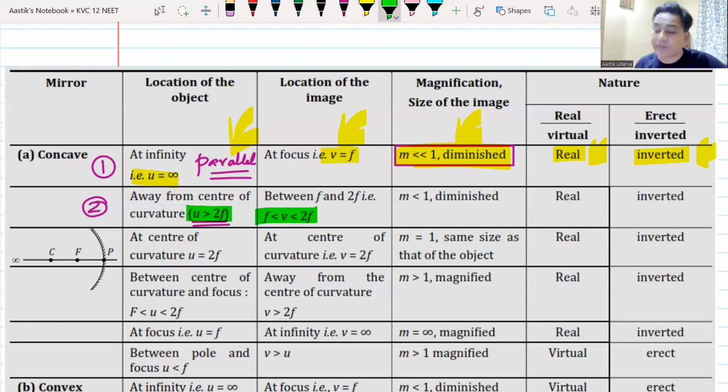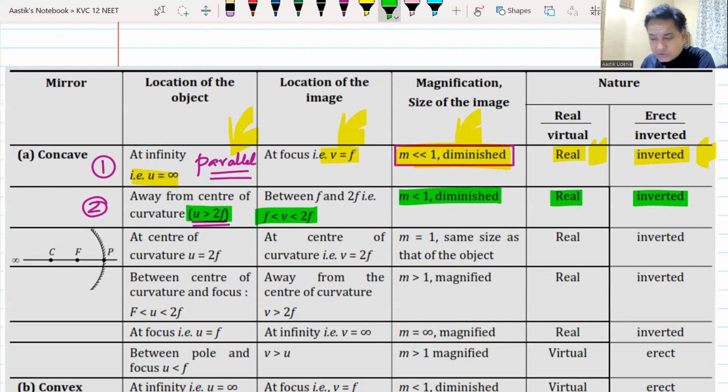Every point is very important. The image is formed between f and 2f. That means the image is between C and F. The magnification is less than 1. That means the image will be smaller as compared to the object. The image would be smaller, real and inverted. Do we understand this?